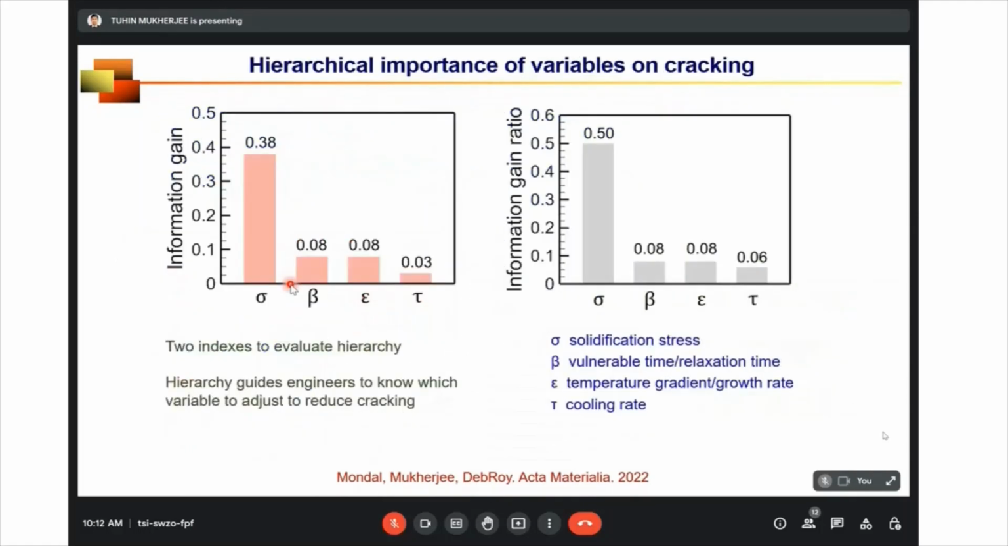Not only that, it gives us another benefit. It tells us which is important and which is not important. So to calculate the hierarchy, generally people use several indices like information gain and information gain ratio, and we have described this in detail in our recently published Acta Materialia paper. What we have found is that solidification stress is the most important variable controlling solidification cracking. So this is the variable we want to control at the first step to reduce solidification cracking.